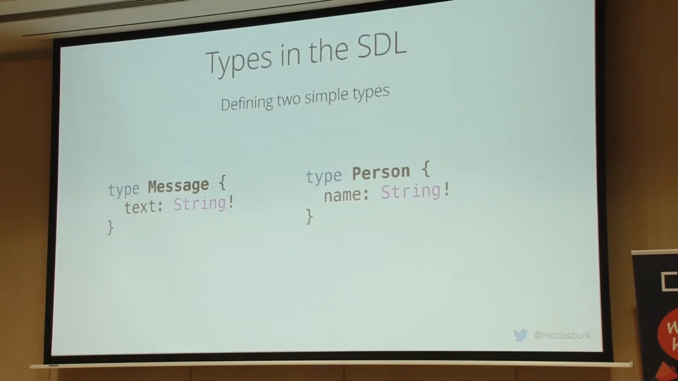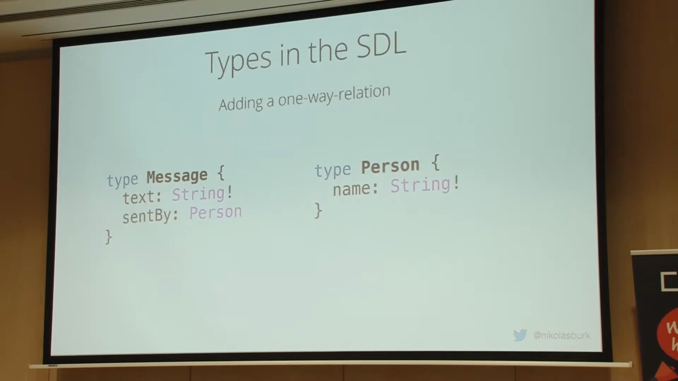So let's look at an example of what types in the SDL actually look like. So here we have two simple types. One is called message and one is called person. And then each of these types has one field at the moment. We have a text field that is of type string, and on the person type the name field that is also of type string. And the exclamation point that follows the type just means that this field is required on every instance that is going to be created of that type.